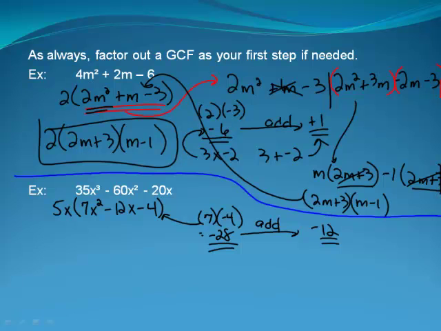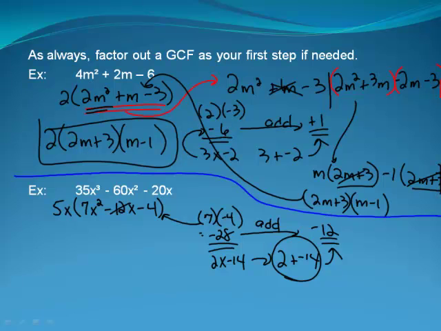Now you might run through all the possibilities there. One of the possibilities, though, is 2 times negative 14. 2 times negative 14 is negative 28, but when you add those factors instead of multiply, you do get minus 12. So those are our 2 factors.